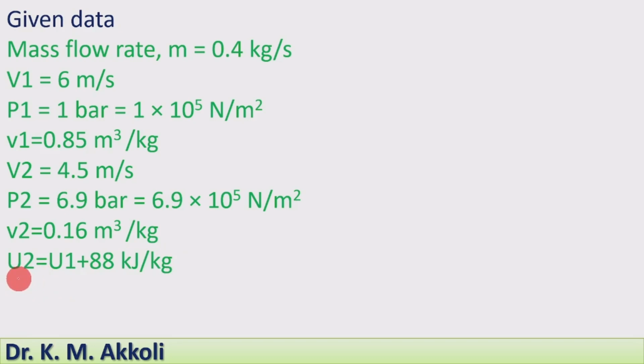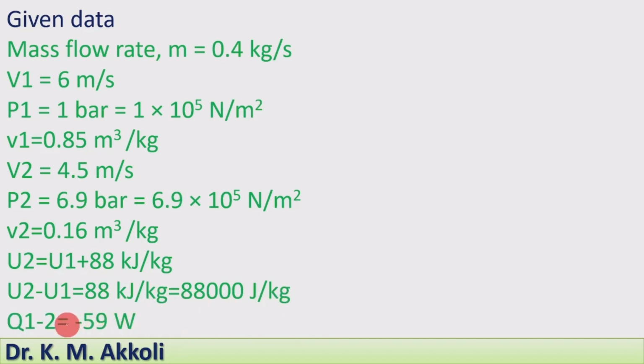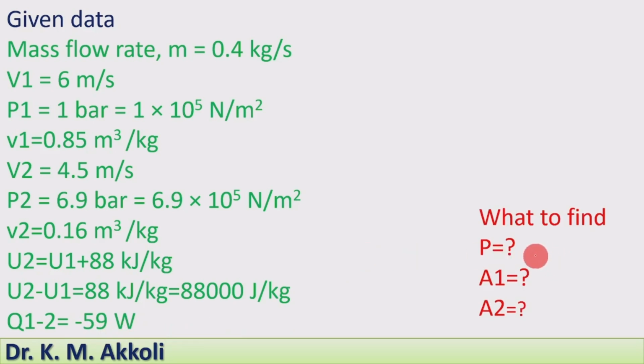In the problem it is given that U2 is 88 kilojoule per kg greater than U1. That is, U2 is equal to U1 plus 88 kilojoule per kg. Therefore, U2 minus U1 is equal to 88 kilojoule per kg, that is 88,000 joule per kg. And Q1 to 2 is given, that is a negative heat transfer from the system to the surroundings. It's 59 watt. Then what to find here? Power required to drive the compressor, and the cross sectional area at the inlet and the cross sectional area at the outlet we need to find out.